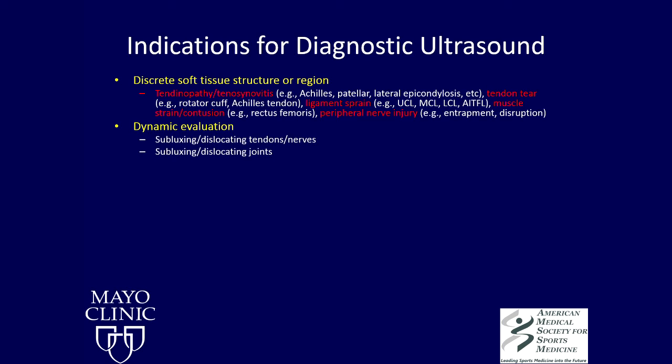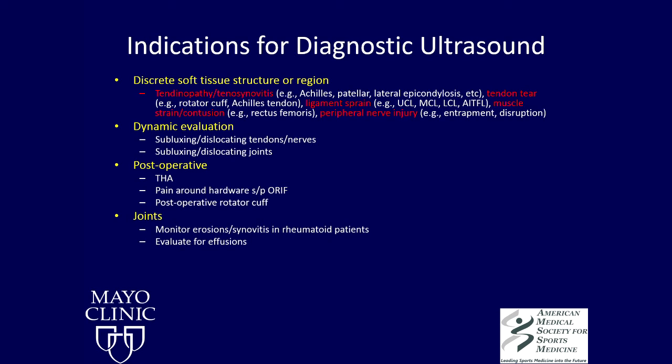Also, if you want to look at something dynamically, you want to see something move, ultrasound is great at imaging these types of structures, so subluxing or dislocating joints or tendons or nerves. Postoperatively, as I mentioned before, you're not going to have the same metal artifact that other imaging modalities are susceptible to, and so it's great for looking at postoperative rotator cuffs, after total hip arthroplasties, etc. It's really nice also for monitoring erosions and synovitis in your rheumatologic patients, and also to evaluate for effusions and to guide procedures associated with joints. In the emergency room, it's commonly used to look at foreign bodies that are not radio-opaque, such as wood and some types of glass.